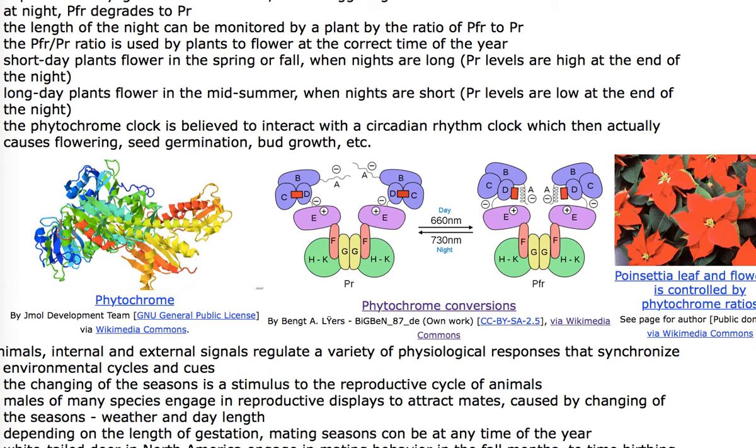These are poinsettias, which are timed to flower at Christmas, but that's not the time of the year when they actually prefer to flower. The poinsettia leaf and flowering is definitely controlled by phytochrome ratios, and I believe it's a short day plant, and nurseries take advantage of that to force it to flower in the middle of winter when people want to have poinsettias around, Christmas time. So that concludes now the photoperiodism discussion of plants.